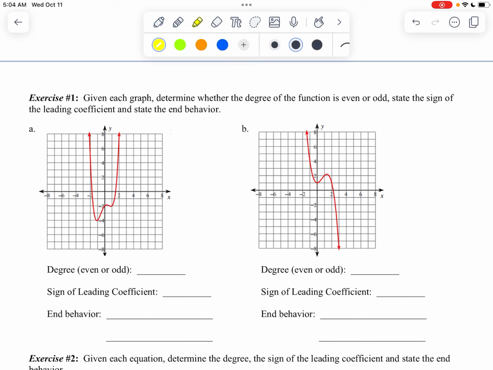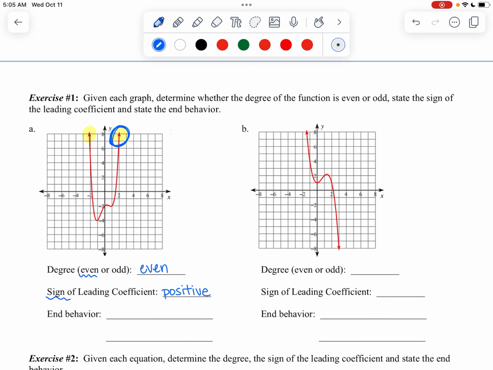Okay, so for this first one, we're looking at whether or not this polynomial is even or odd degree. So let's take a look. My ends are going in the same direction. So since both ends are pointing up, that automatically means I have even degree, right? Even is if they both point in the same direction, either both up or both down. When we want to know the sign of the leading coefficient, we focus right in on just the right end. And since the right end is going up, that tells me the sign of the leading coefficient should be positive.